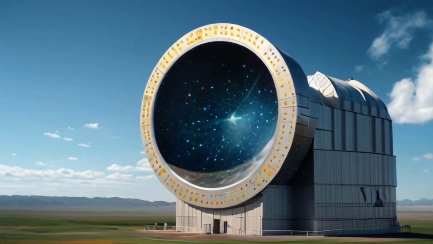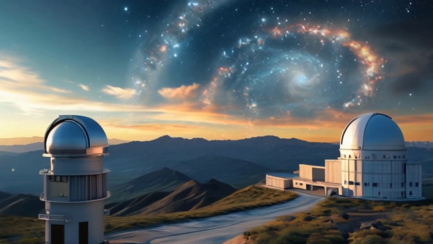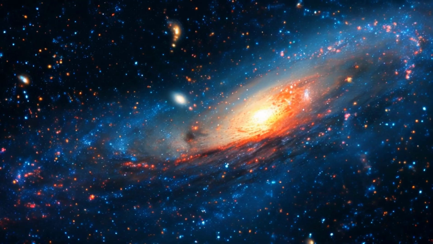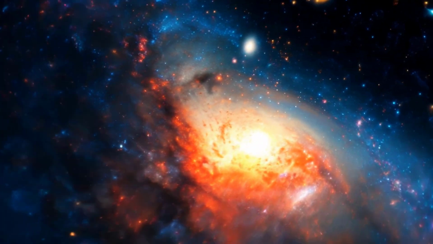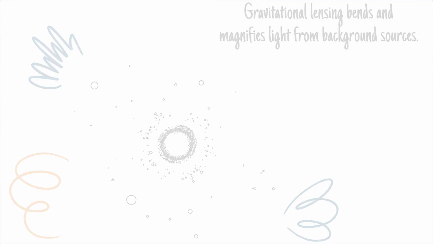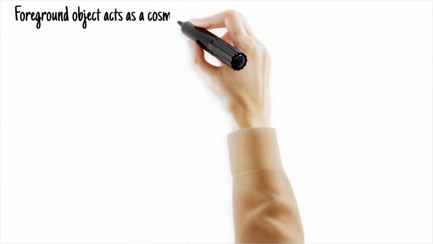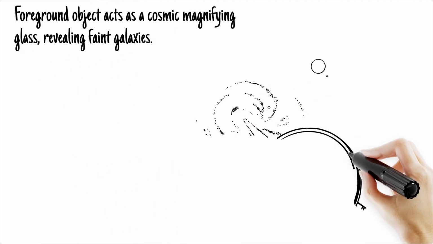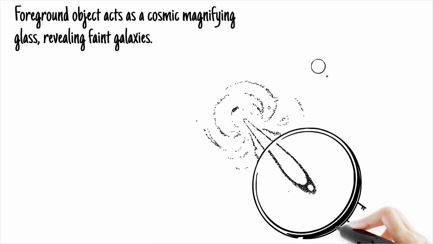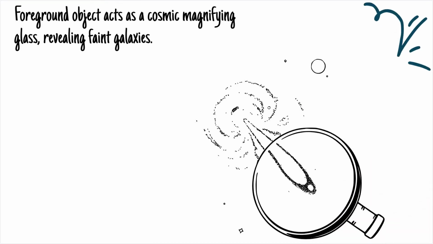This process is predicted by Einstein's general theory of relativity, which describes how massive objects distort space-time, bending the paths of light rays. When a foreground object, the lens, aligns with a distant background galaxy, it acts as a cosmic magnifying glass, amplifying and revealing faint galaxies that would otherwise be invisible.